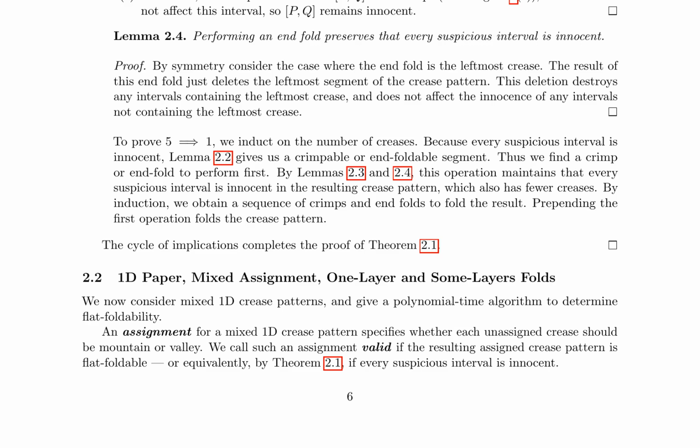Finally, the authors discuss the application of their results to mixed 1D crease patterns, where each unassigned crease can be either mountain or valley. They define a valid assignment as one that results in a flat foldable assigned crease pattern, or equivalently, one where every suspicious interval is innocent.